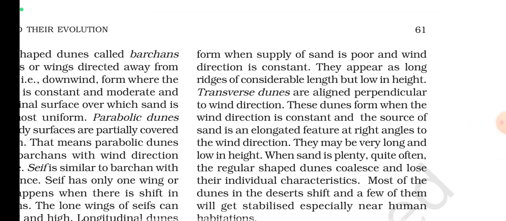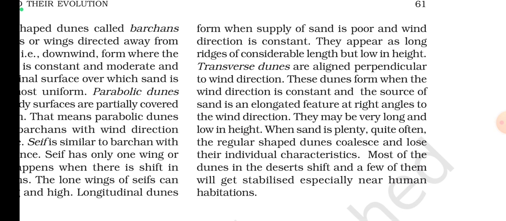Longitudinal dunes form when supply of sand is poor and wind direction is constant. They appear as long ridges of considerable length but low in height. Transverse dunes are aligned perpendicular to wind direction. These dunes form when the wind direction is constant and the source of sand is an elongated feature at right angles to the wind direction. They may be very long and low in height. When sand is plenty, quite often the irregular shaped dunes coalesce and lose their individual characteristics. Most of the dunes in the desert shift, and a few of them will get stabilized, especially near human habitation.